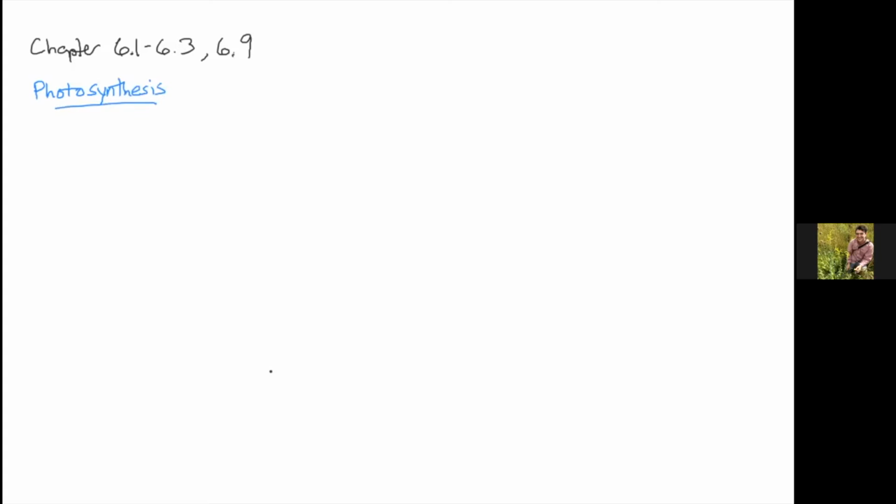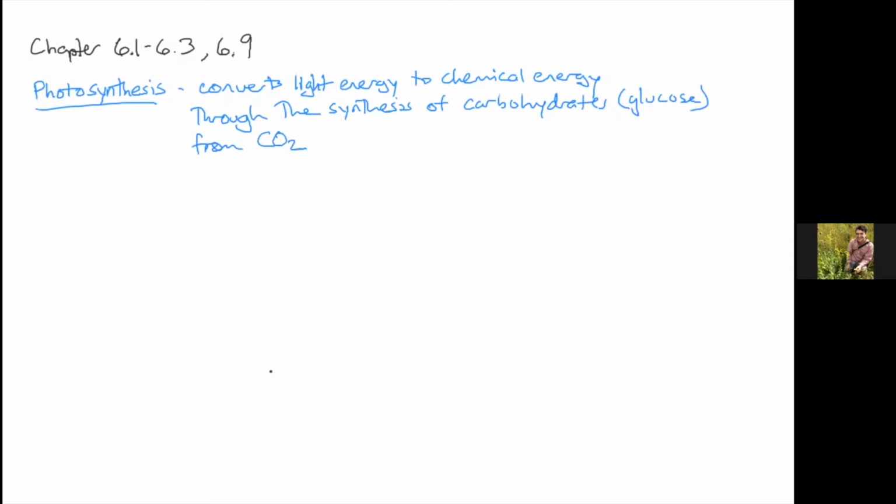Photosynthesis. Take a moment and think about how you would define this term. It's a process that converts light energy to chemical energy through the synthesis of carbohydrates from carbon dioxide. Okay, so recall that this process takes place inside the chloroplast, which is a double membrane bound organelle inside each cell of a green plant.